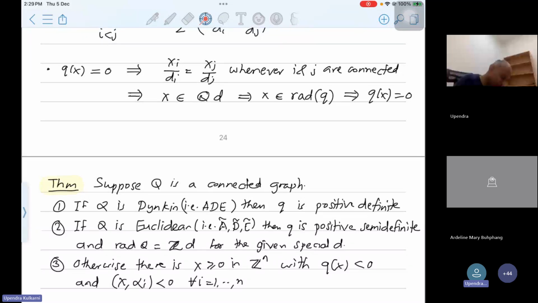It's very clear. So the given graph is either Dynkin or Euclidean or neither. Right? That's the trichotomy. So in each case, we have a detecting criterion. In the first case, Q is positive definite. In the second case, Q is positive semi-definite, but it is not positive definite because there is a radical. But in fact, this is saying something more. It says that the radical is all multiples of this special vector d that I wrote down yesterday in the diagram.